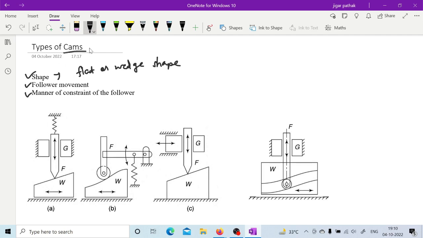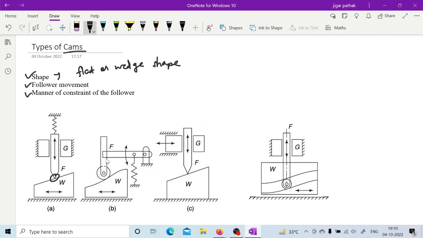We are discussing the types of cams. Here you can see it is a wedge shaped cam in both figures A and B, and here it is a flat type of cam. Remember the follower also. In this follower you have a very sharp edge, so it is known as a knife edge follower. And here in the follower you have a roller, so this kind of follower is known as a roller follower. So these are the different types of cams.